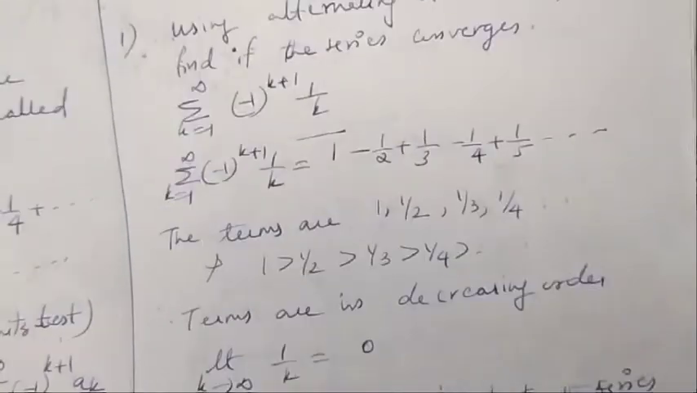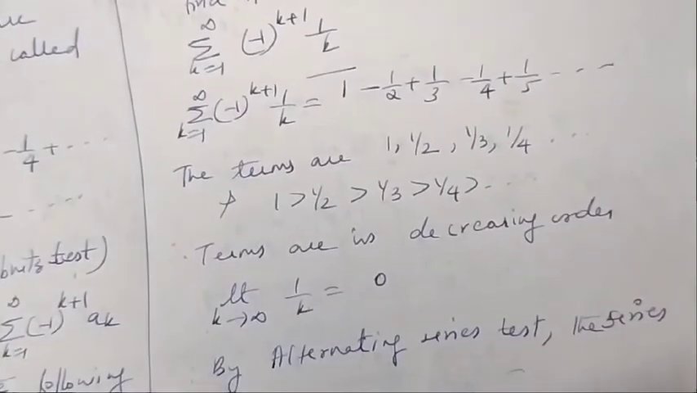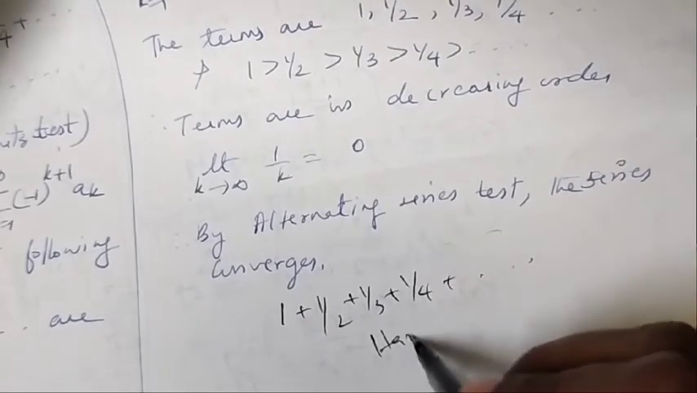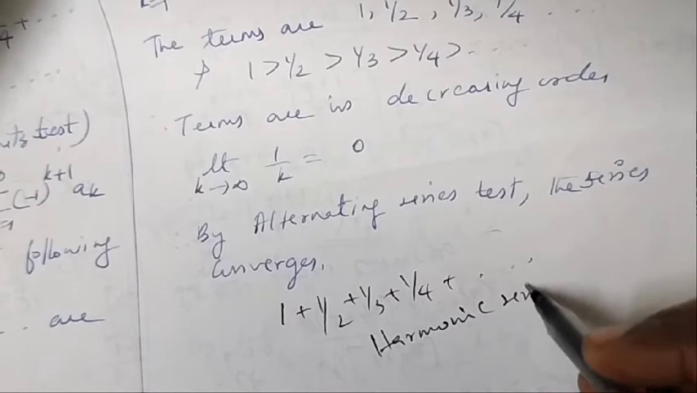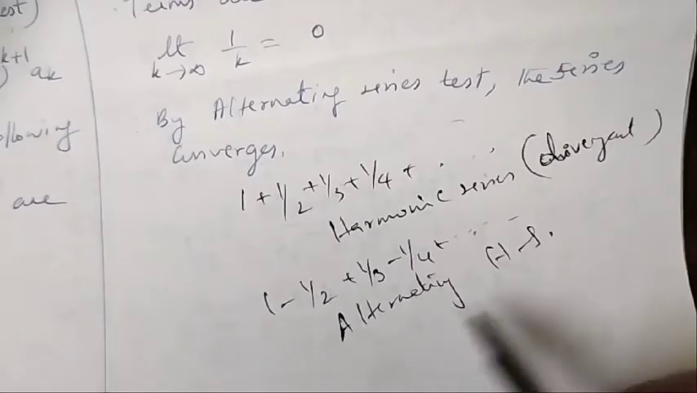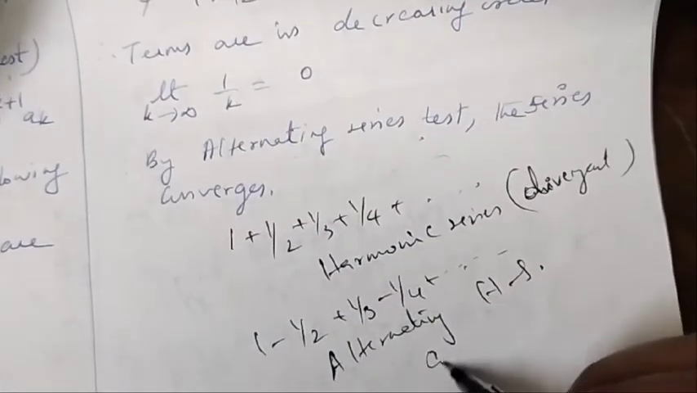Okay, so this series is called the alternating harmonic series. If all the terms are positive, it will be 1 plus 1/2 plus 1/3 plus 1/4, etc. This is a harmonic series, and it is divergent. And if the signs are alternately positive and negative, then it is called the alternating harmonic series. So by the Leibniz test or alternating series test, this alternating harmonic series is convergent.